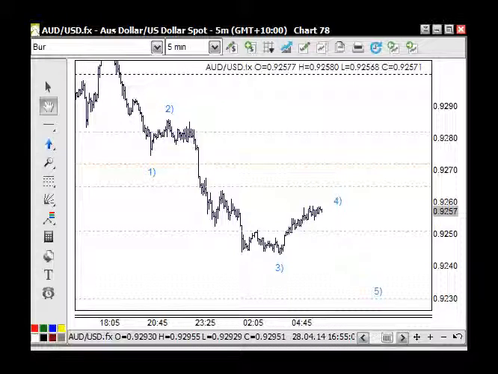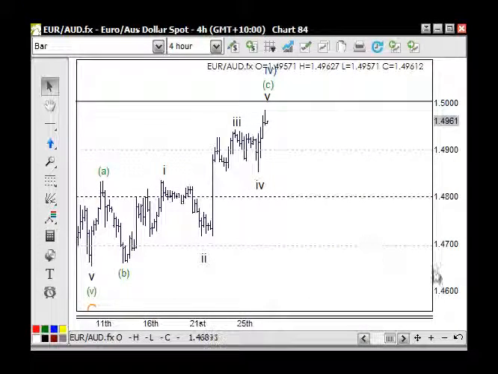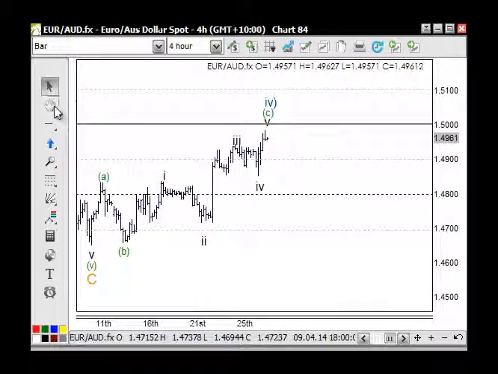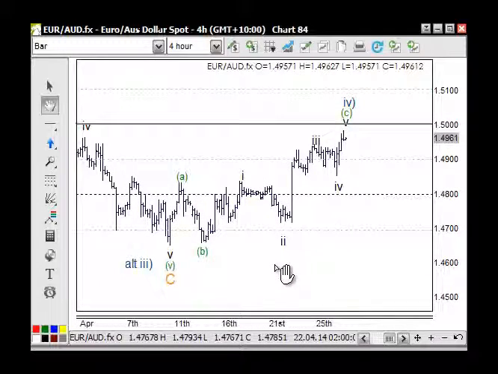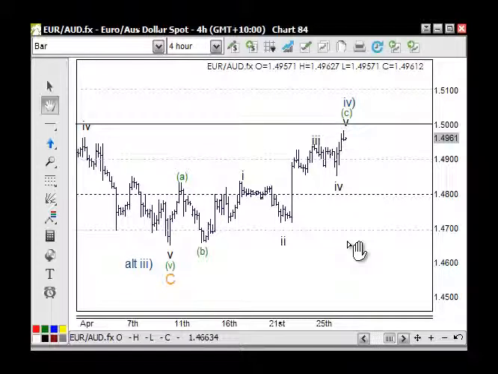So be careful about that. The Euro Australian is nearly at 150 now, so it's definitely moving into the overbought zone as well, and can fail from here. I've just adjusted our count here in terms of an A wave, a B wave, then 1, 2, 3, 4 and 5 coming up here, so it can fail from here.